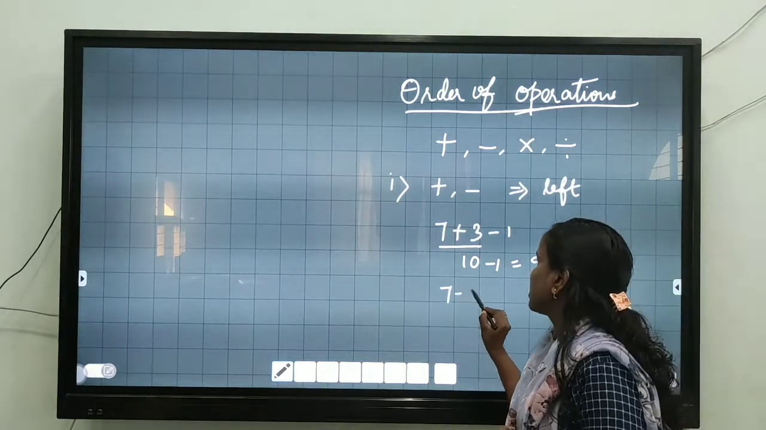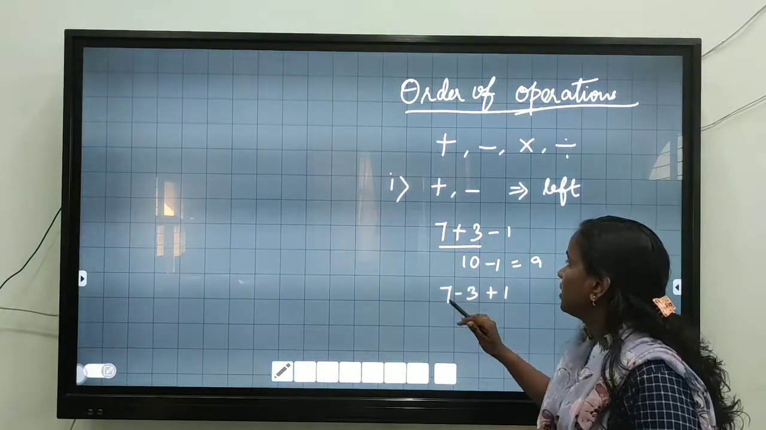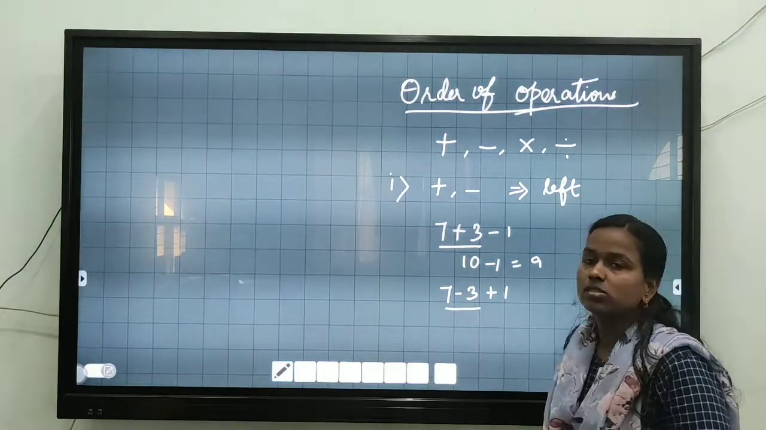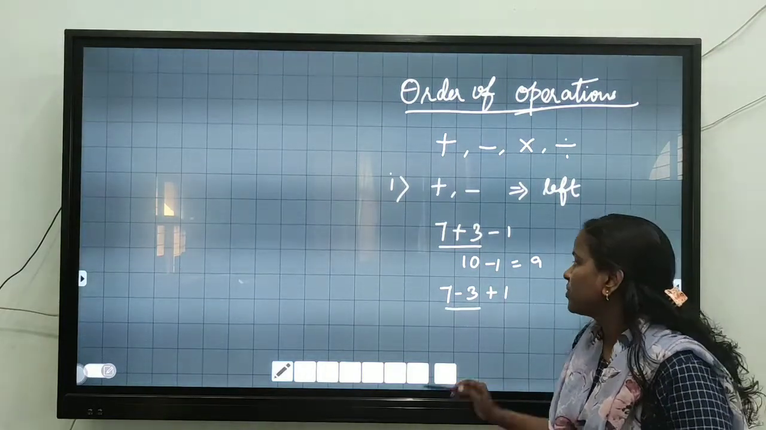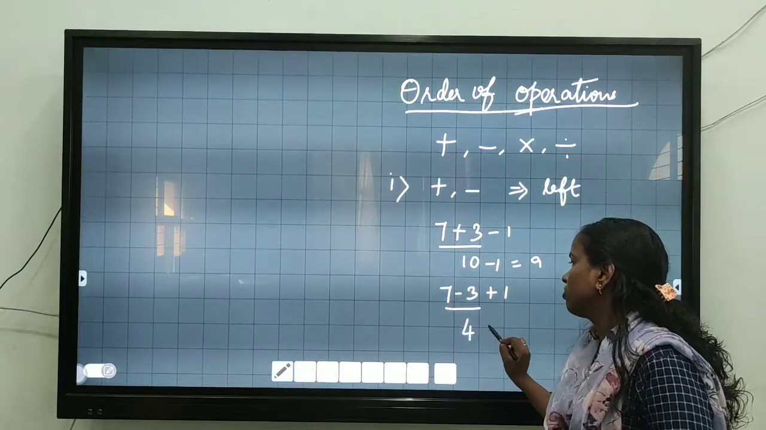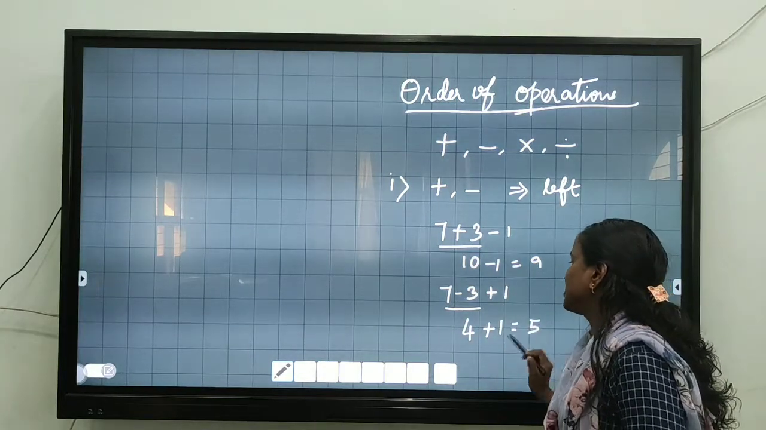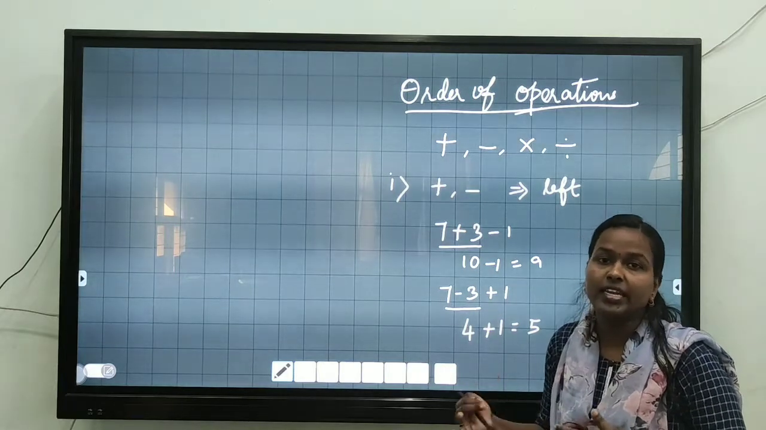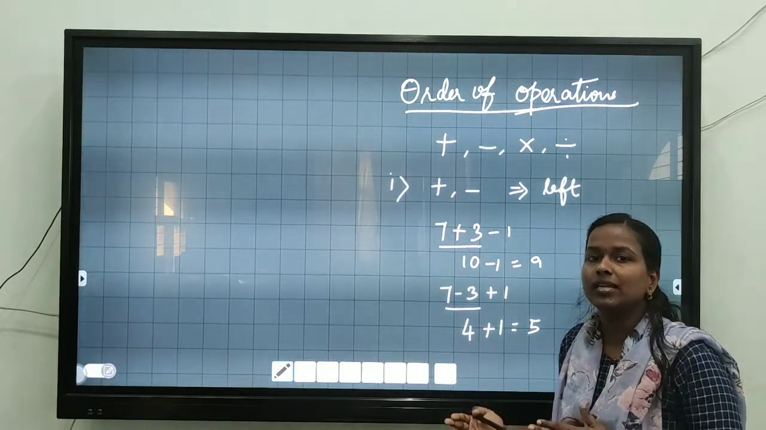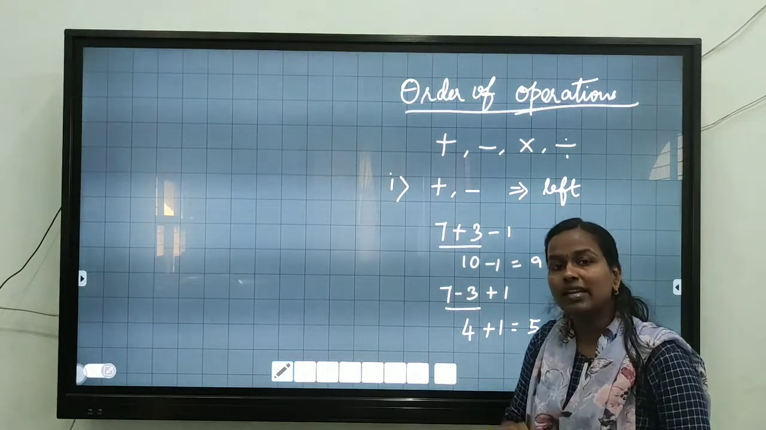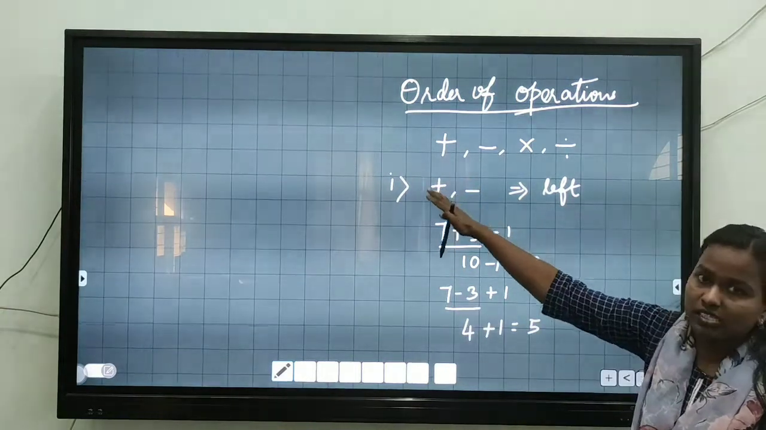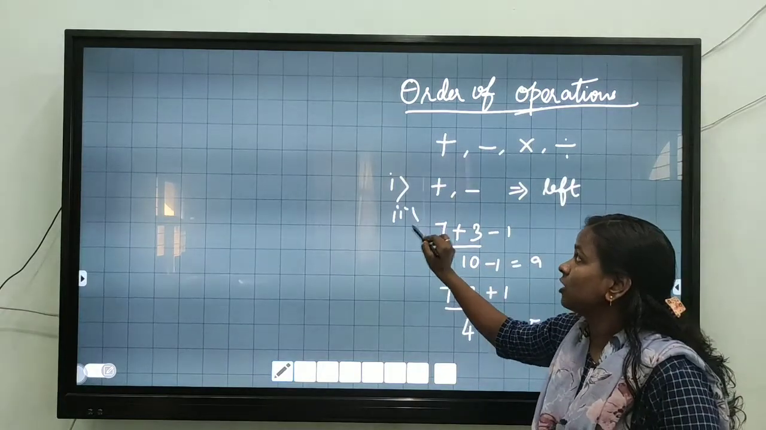Otherwise if they are given 7 minus 3 plus 1. In this also they are using only minus and plus. In this also you have to solve from left hand side. So 7 minus 3 you will get 4. 4 plus 1 you will get the answer as 5. So if only addition and subtraction are given in any order, plus next minus or minus next plus, you have to solve from left. This is the first condition.